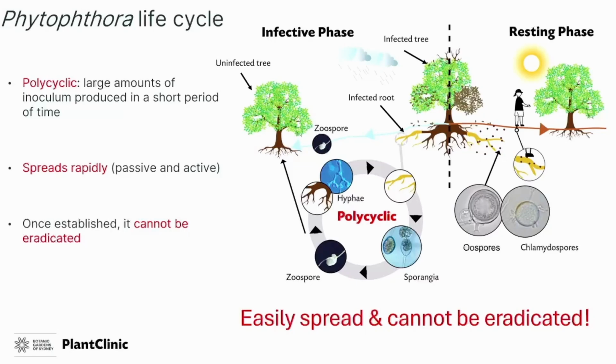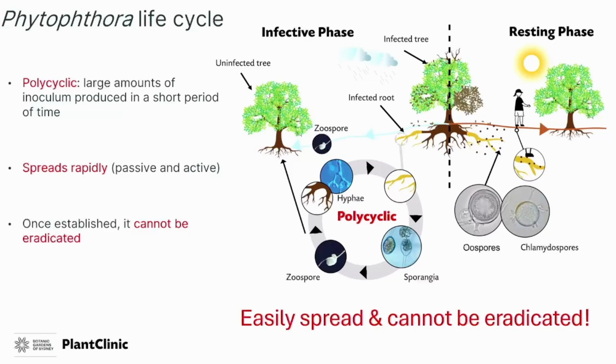The take-home message here is that as long as it stays wet, this is polycyclic. You can start with a very small amount of inoculum, and in a short period of time build up masses of inoculum. And when I say a short period of time, it's 12 to 24 hours. So you really need to think about this when you're walking through infested national parks after rain, because those pools of water will be literally full of zoospores.